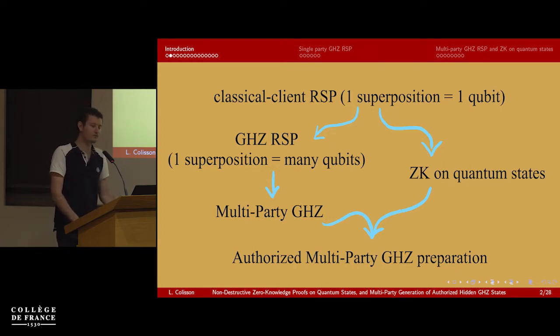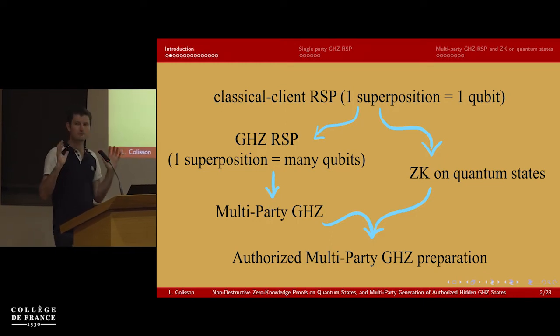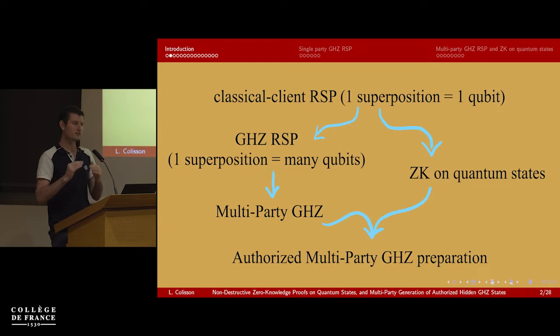On one hand, we'll start from what we call classical client remote state preparation. In that kind of protocol, we can basically prepare some qubits by doing a huge superposition. It's a step which is quite expensive to do, and the problem is that given just one big superposition, you can only produce one qubit. So we'll try to be more efficient and produce more qubits.